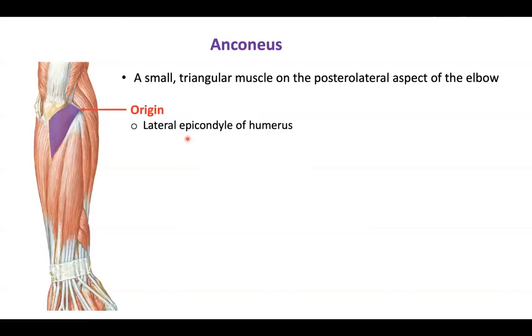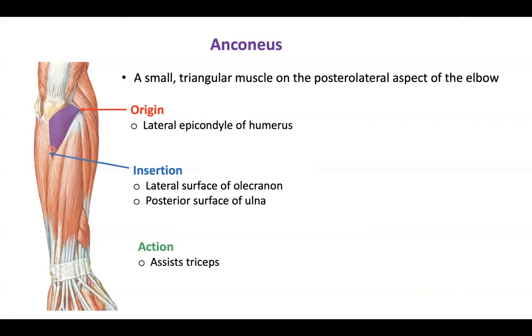It originates from the lateral epicondyle, and it's inserted into the ulna. It's inserted into the olecranon process and posterior surface of the ulna. It's a short muscle. It doesn't cross the wrist. It only ends here. And in its action, it's a weak muscle. It's a synergist muscle. It assists the triceps in extending the forearm. And in addition, it crosses the elbow joint, so it stabilizes the elbow joint.